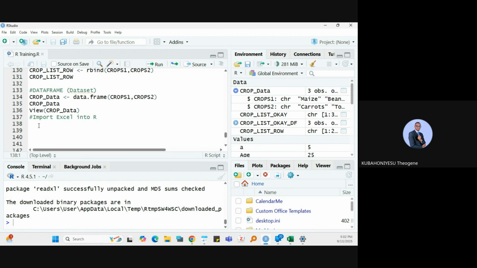Are we together? Please, when you are installing, put the cursor at the end and then hit enter and wait, because when it is running, it shows you the red stop button there.